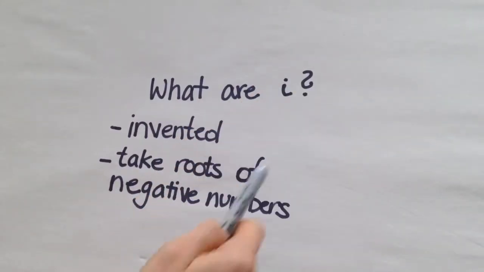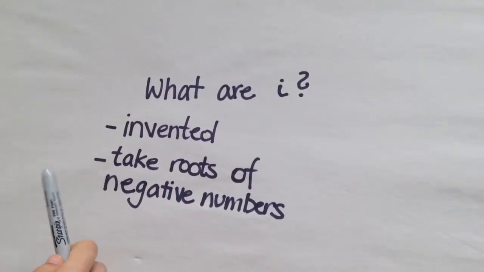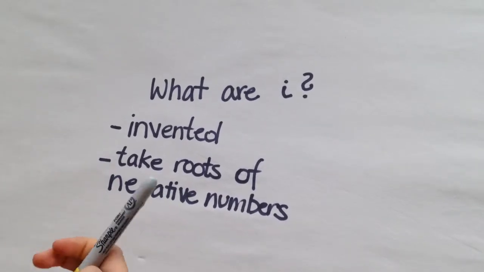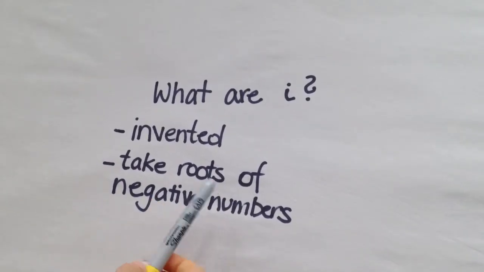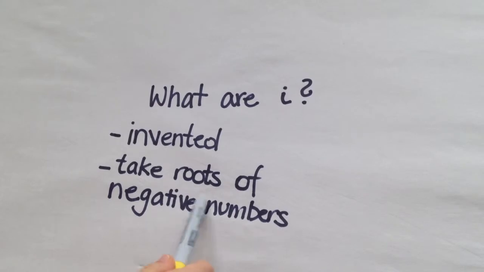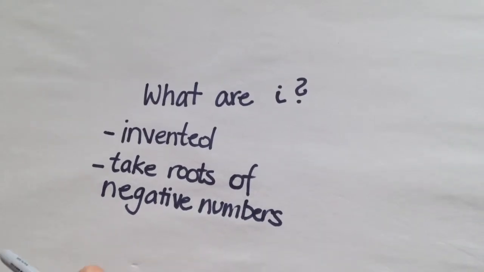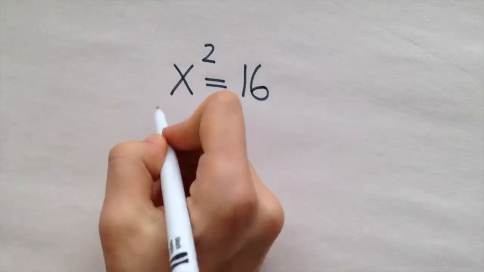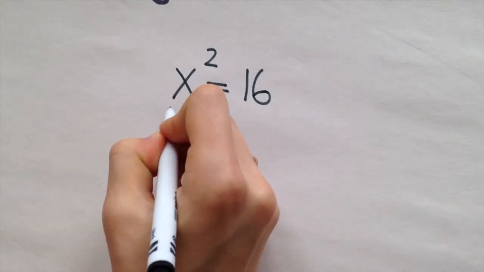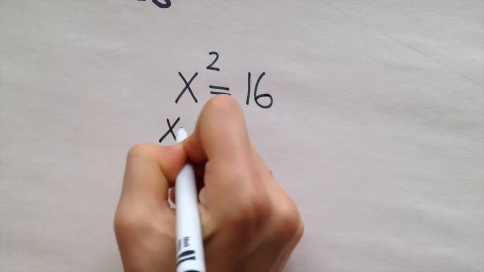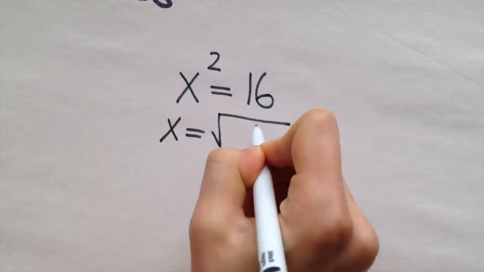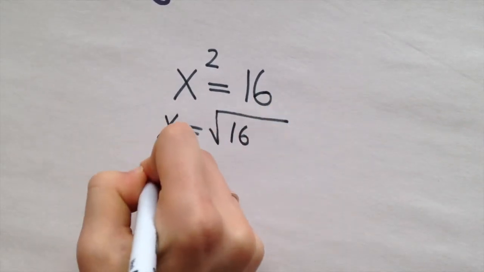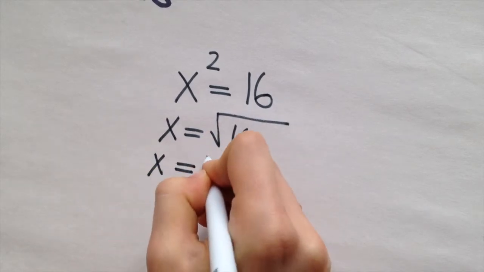But what are imaginary numbers? They are numbers that were invented. Doesn't that sound crazy? Yes. Well, they were invented to take the roots of negative numbers. So this is how we would solve x squared is equal to 16, right? We would take the root of 16, which is 4.